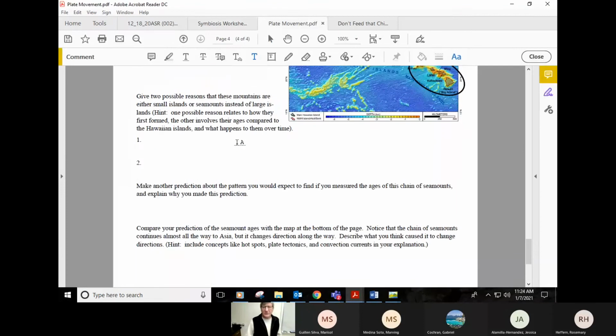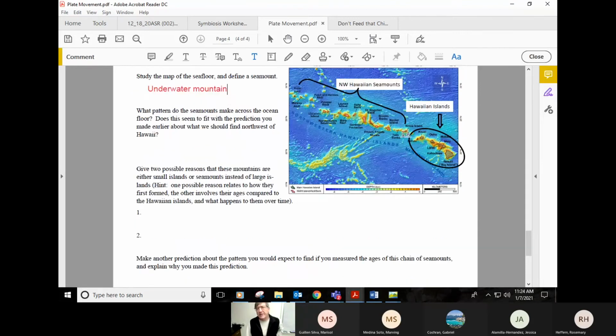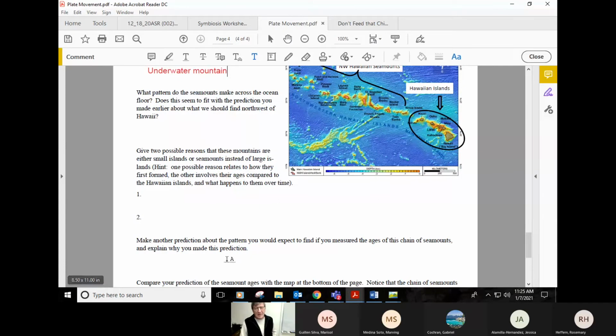Okay, so what do you think would happen if we measured the ages of these seamounts? Make a prediction. What do you think would happen if we did radioactive dating of each of these different islands and seamounts and atolls? How old would these rocks be, at least in comparison to the Hawaiian Islands? Again, you don't need to give me any numbers, but just tell me which you think would be older or younger, or if they'd be the same, and explain why you made that prediction.